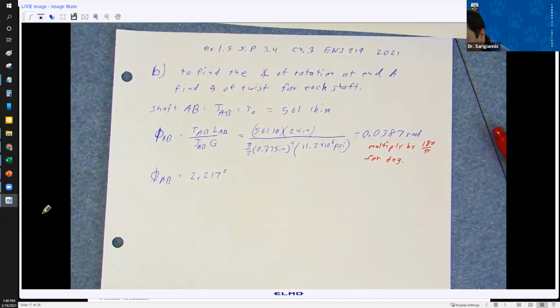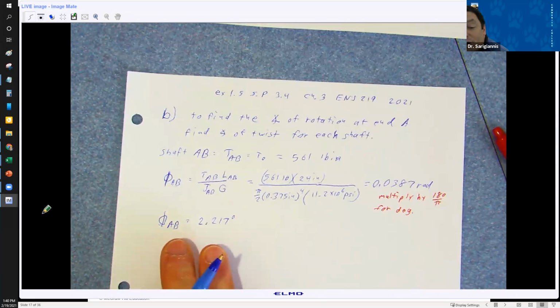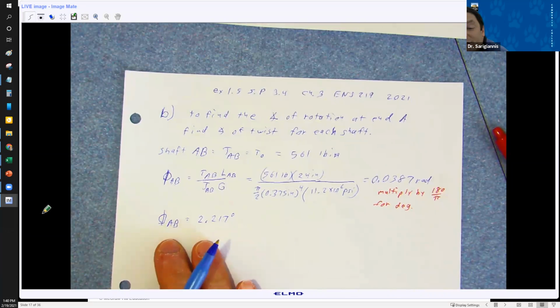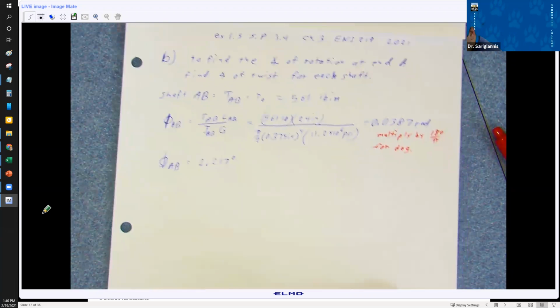Let's look at shaft CD. So remember, this is the angle of twist only for AB based on its torque. It doesn't include the effect of CD. So now we have this same torque on CD, and that's going to cause an angular rotation as well. So let's look at that one.